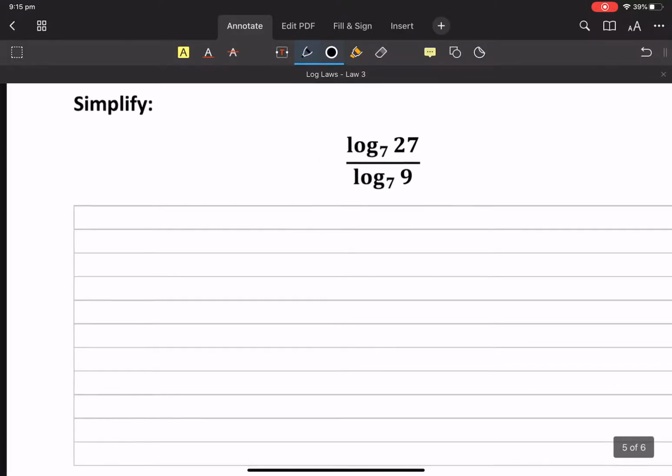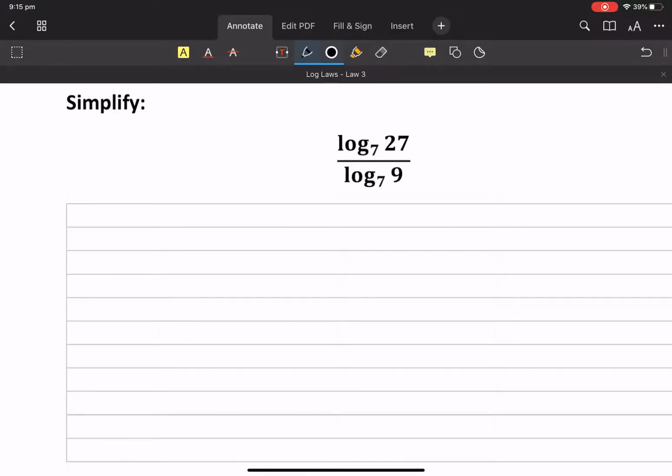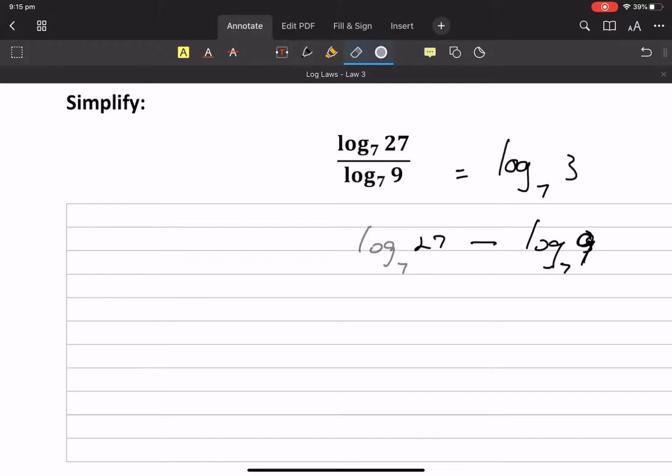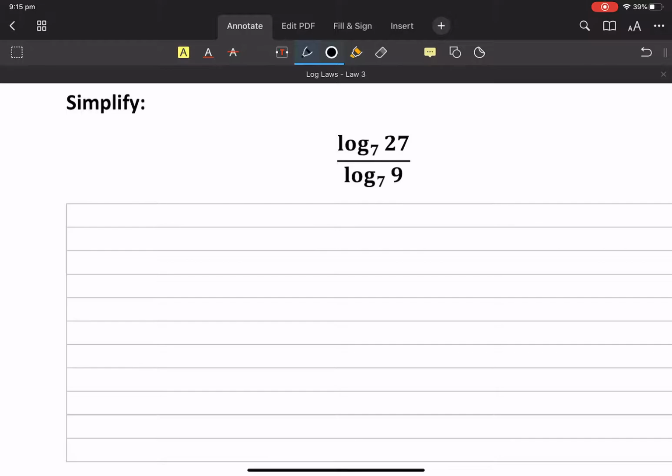Okay. This is a trick question because many students will go 27 divided by 9 is 3. But that is not a log law. A log law is when we subtract log minus log. That's when we divide. And that's not the question, is it? Okay, so we can't do that. That's what not to do.